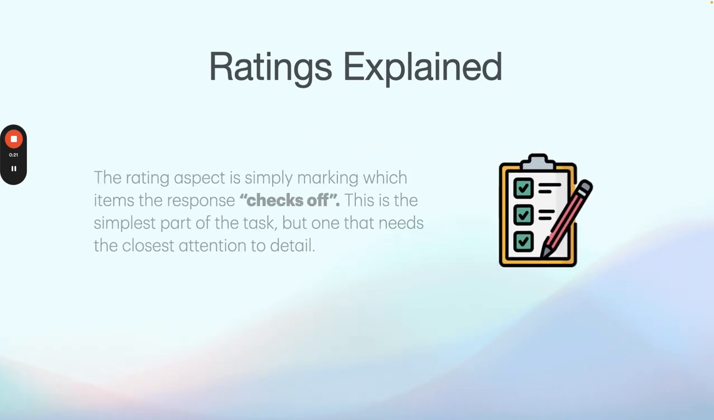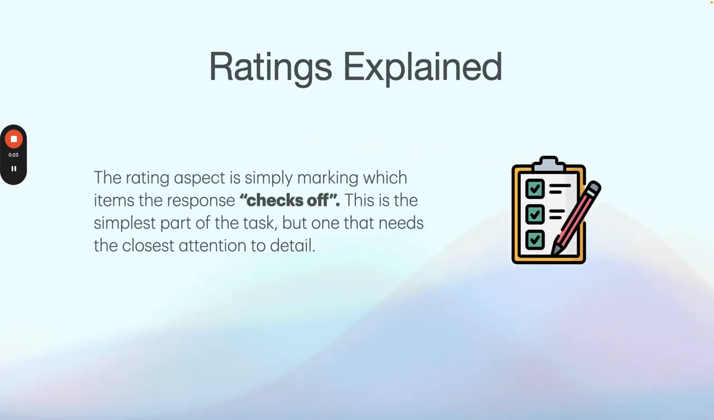So simply, we're just marking which items the response checks off. This is the simplest part of the task. I mean, you literally just click a button and write a sentence or two about what you saw. But it needs the closest attention to detail. If you say something has no issues and it has issues, that's a pretty obvious error. And if you say something has issues and it doesn't have any, well, that's an error as well. So you need to be super careful when making these ratings.